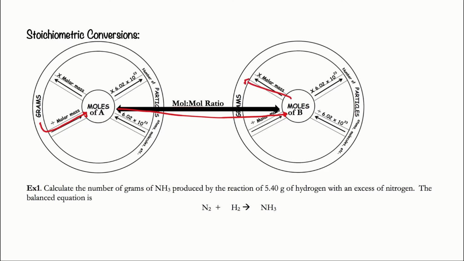Okay? The other really cool thing you should know, what if instead of asking for the grams of substance B, I asked for, let's say for example, the atoms of substance B? Well, if I went from grams of A to moles of A, from moles of A to moles of B, then I could go from moles of B into atoms of B. Okay? So let's look at some examples to really make sure this makes sense.